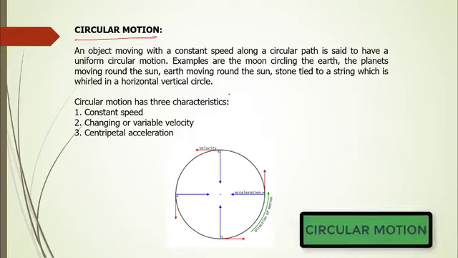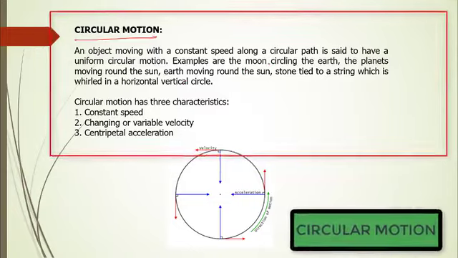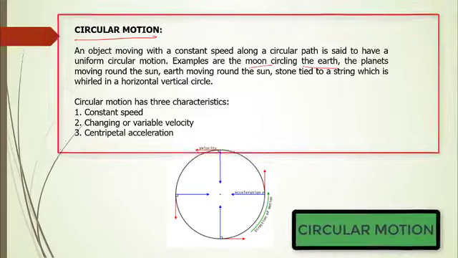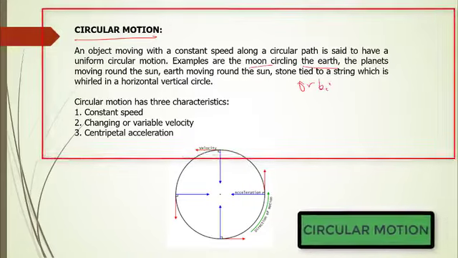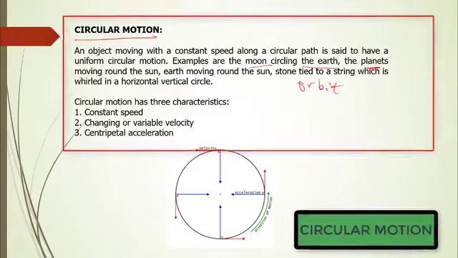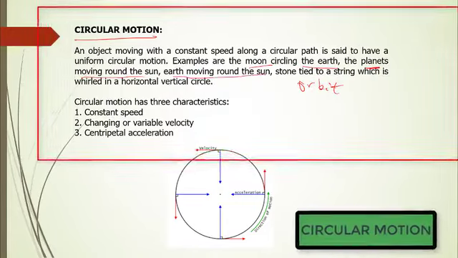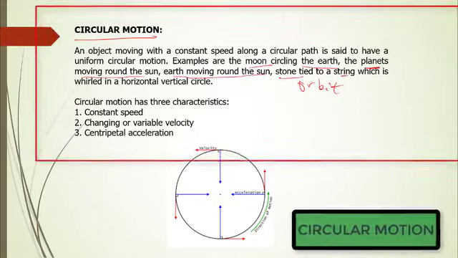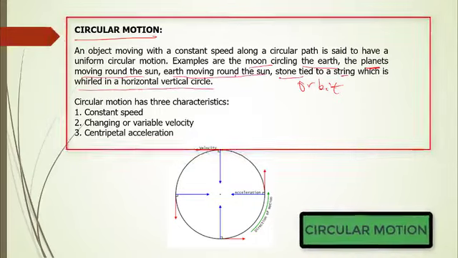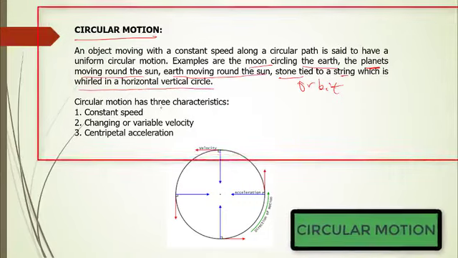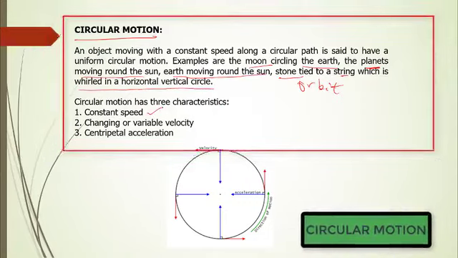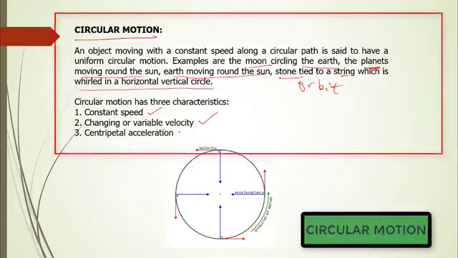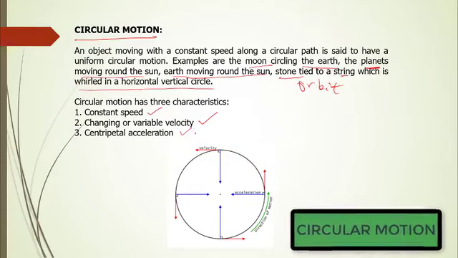Now let's look at circular motion. Circular motion has to do with things such as the moon circling the earth, we say orbiting. We also have planets moving around. We have the earth moving around the sun, which is a revolution. And then we have stones that are tied to a string and they are whirled in horizontal or vertical circles. Circular motion has about three characteristics. The first, they have constant speed, they have changing or variable velocity, and they have what we call centripetal acceleration.